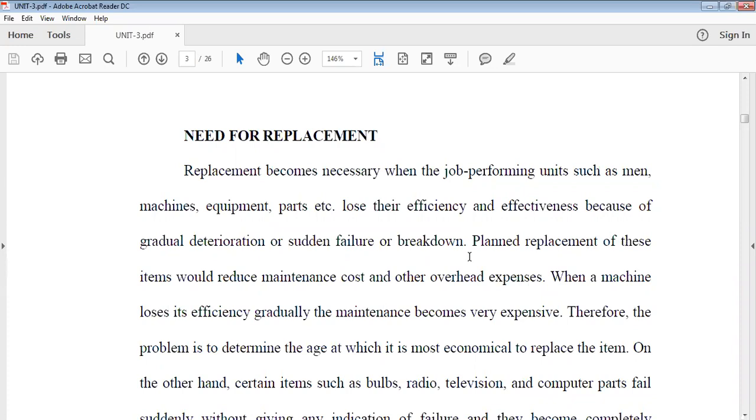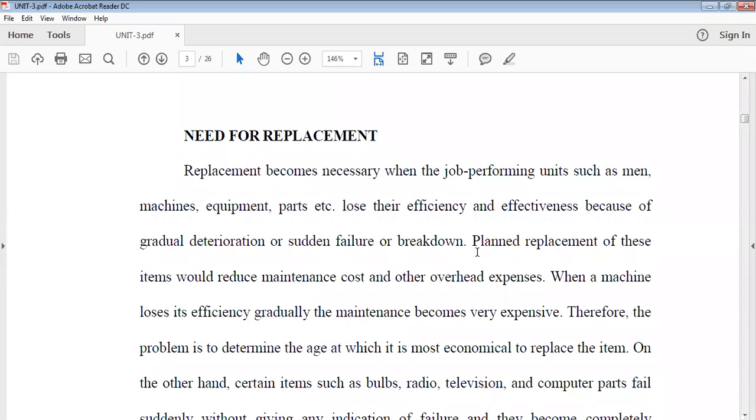Planned replacement means you have to analyze or estimate the failure of the bulbs. You have to analyze and estimate the failure of the machines, and thereby estimate the failure life or the working life, and prior to that you have to place an order for the bulbs, place an order for the machine, get it in time, and replace it in time, automatically, even though the old machine is still working.